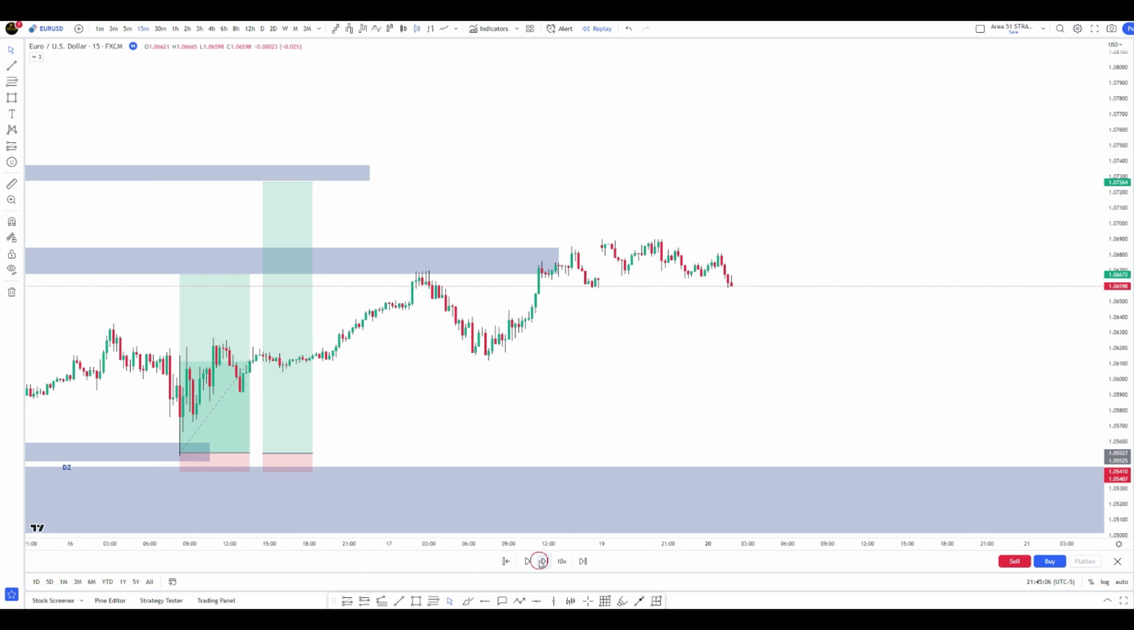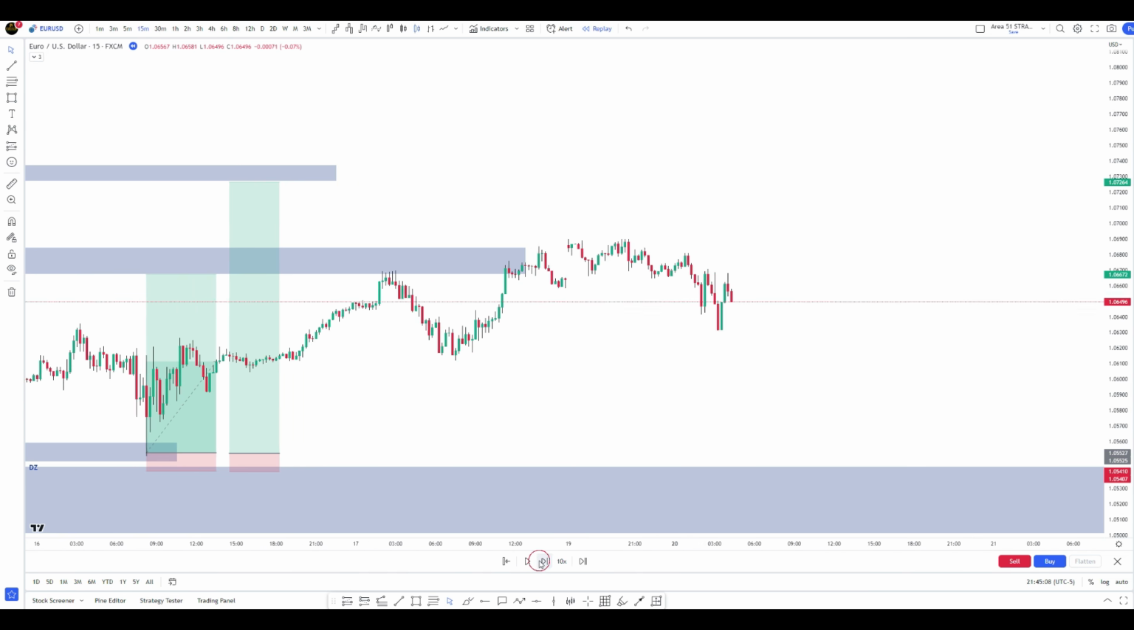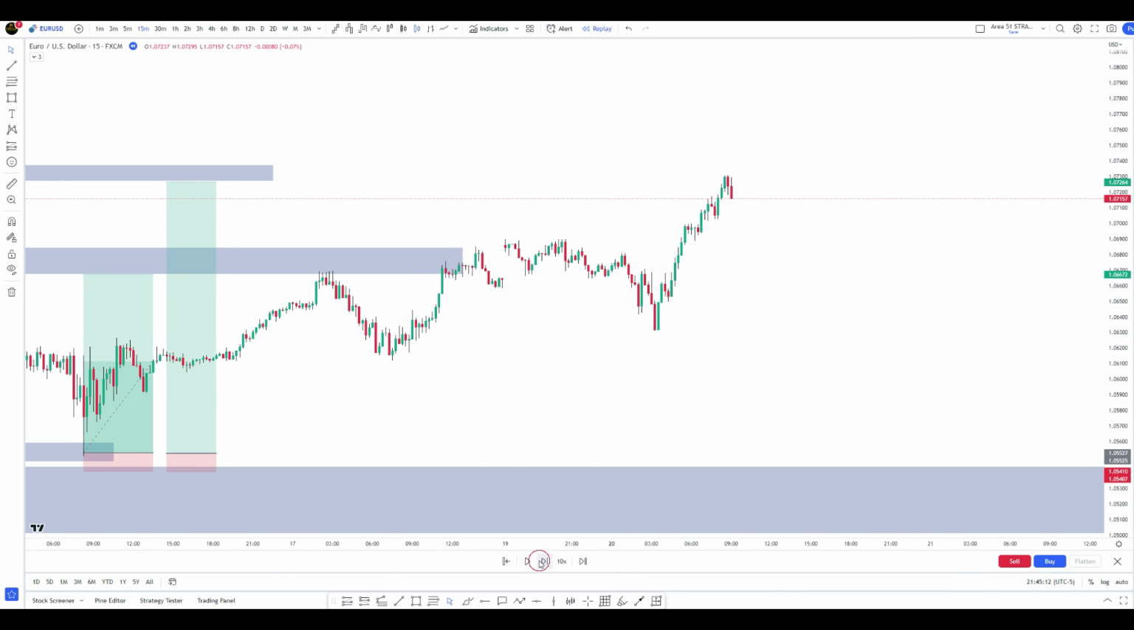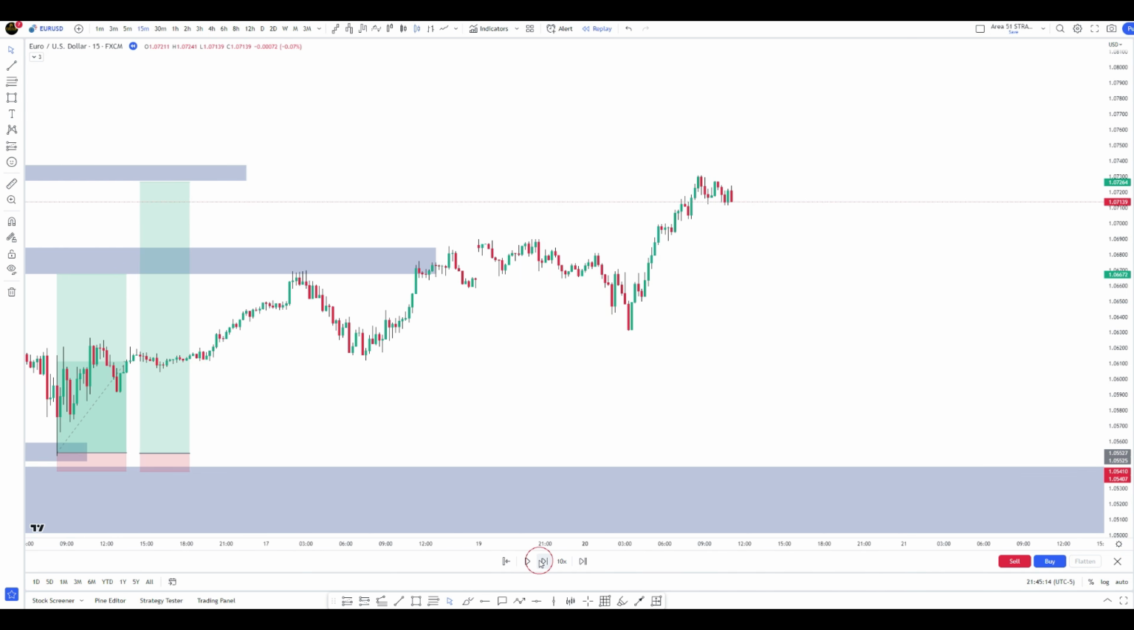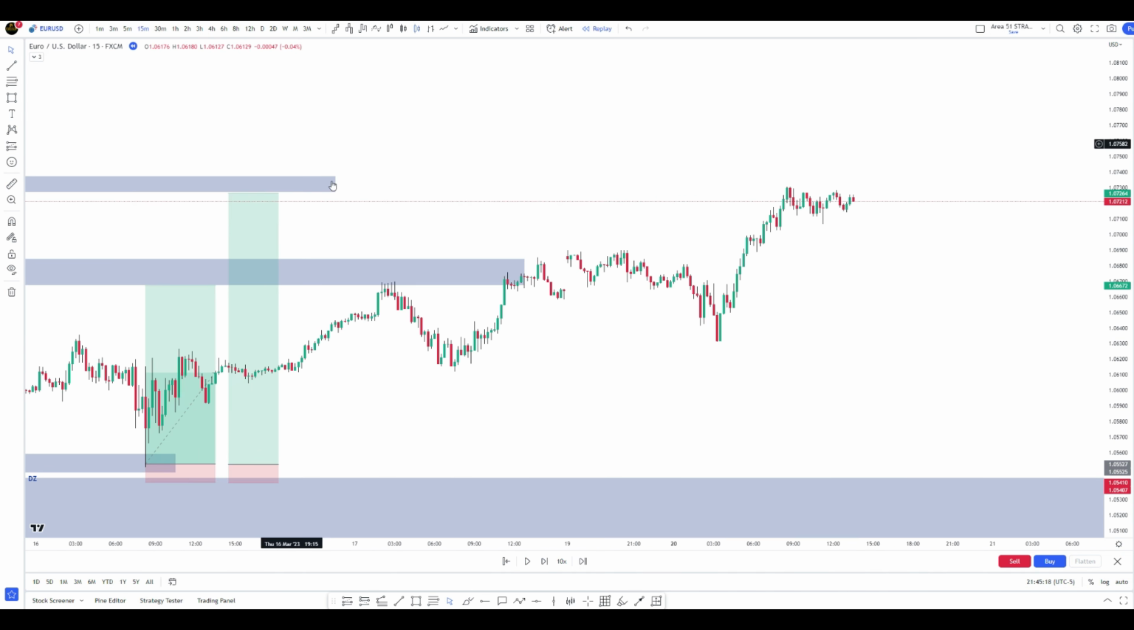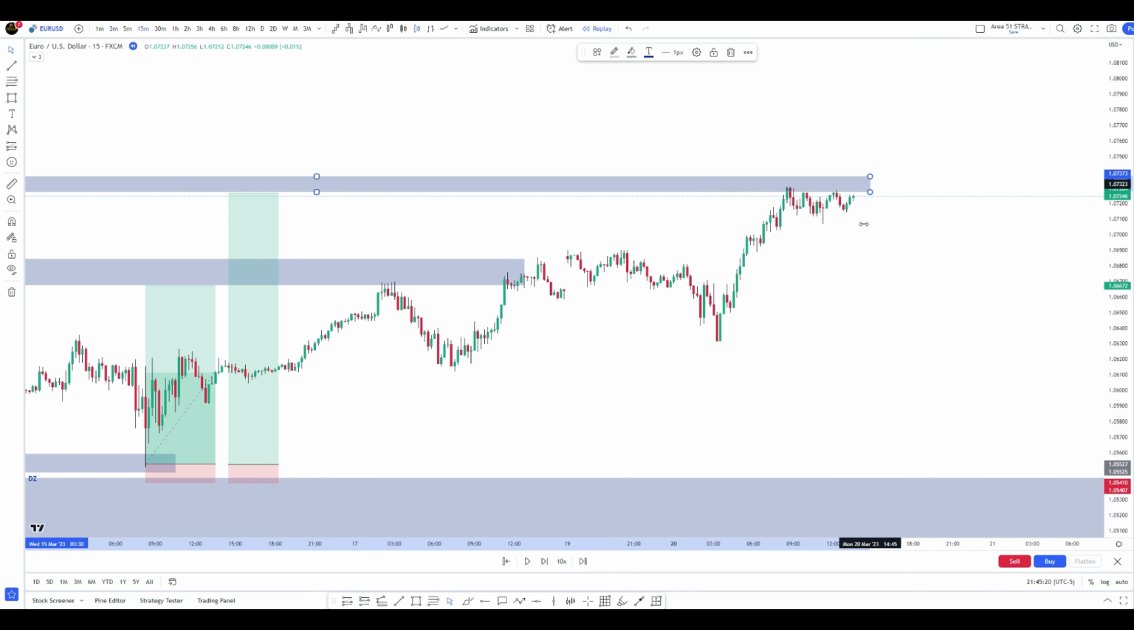All right, you already took your first take profit, and now you're targeting your second take profit. Okay, finally you have the price tapping on your second take profit. So this was very easy.